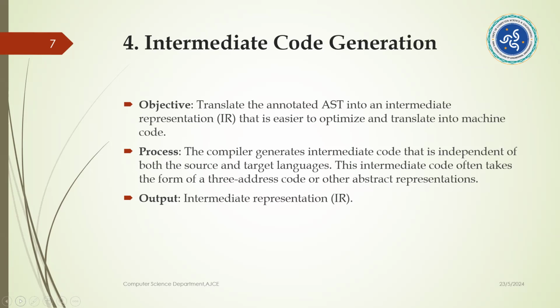The fourth phase is intermediate code generation. The objective of this phase is to translate the annotated abstract syntax tree into an intermediate representation that is easier to optimize and translate into machine code. During this phase, the compiler generates intermediate code that is independent of both source and target languages. This intermediate code often takes the form of three-address code or other abstract representations. The output of this phase is the intermediate representation.